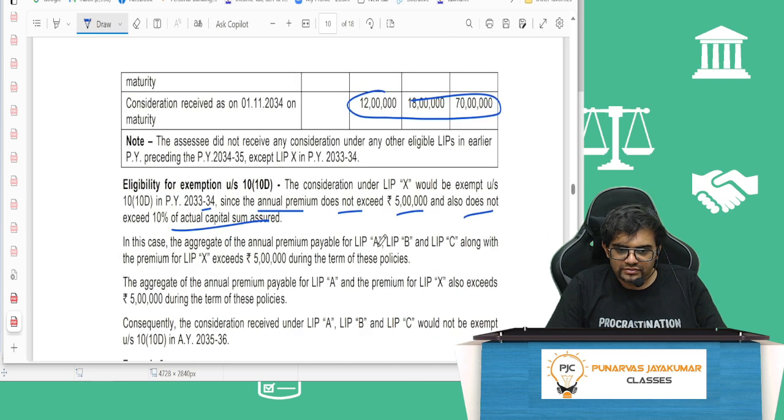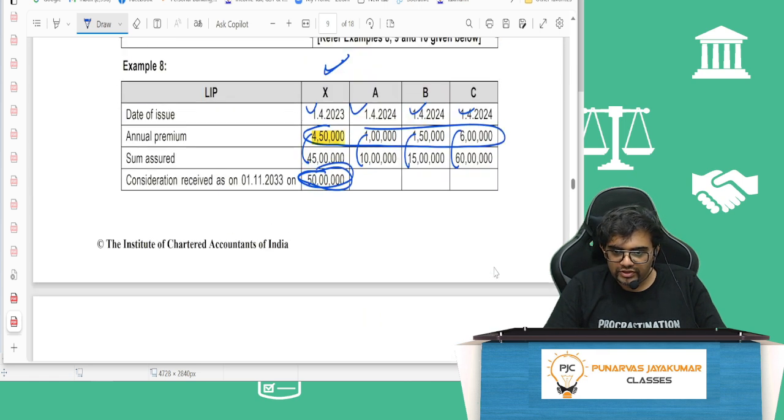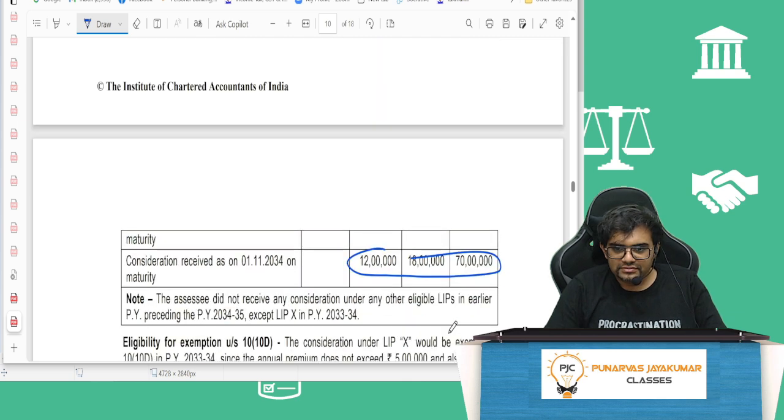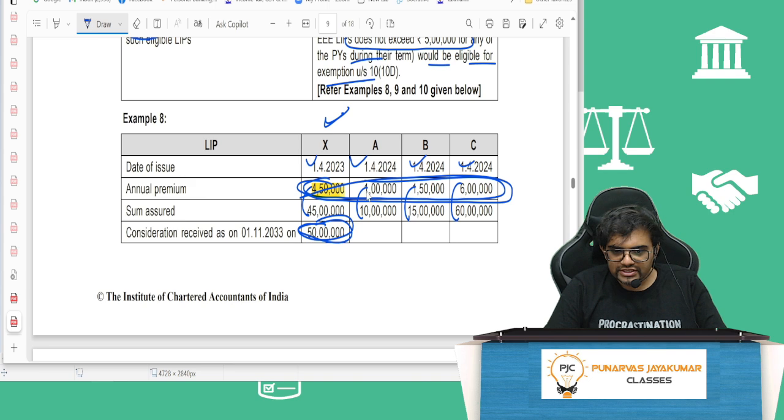Next, if you see, aggregate of the annual premium payable for LIP A, B, C along with X exceeds 5 lakh during the term of these policies, all put together. Definitely exceeding 5 lakh, no doubt about it. Aggregate of the annual premium payable for LIP A and the premium for LIP X also exceeds 5 lakh. A also exceeds, C also exceeds.